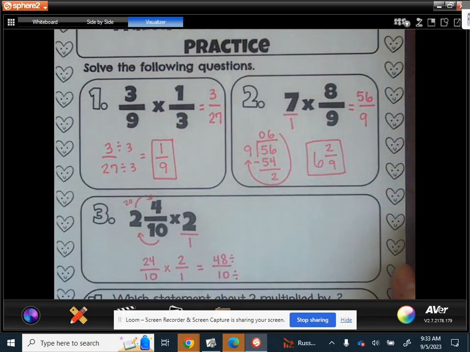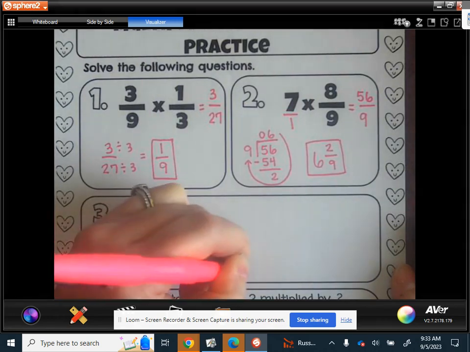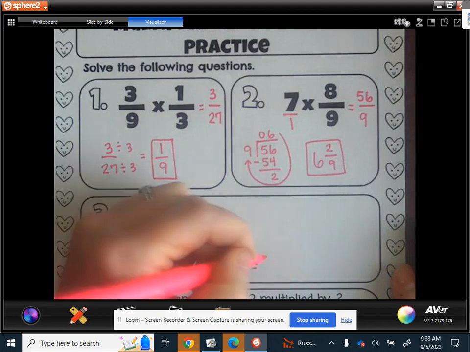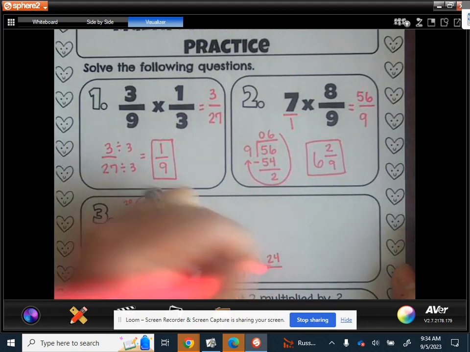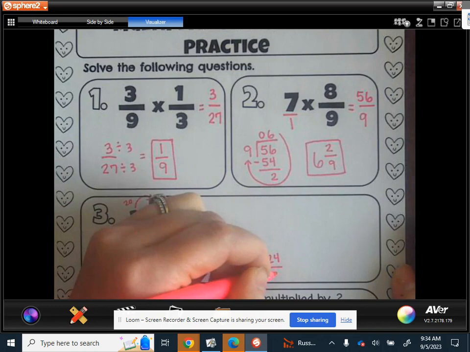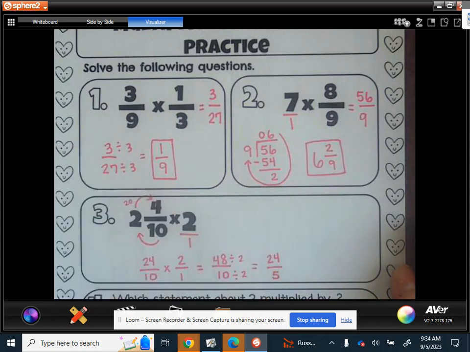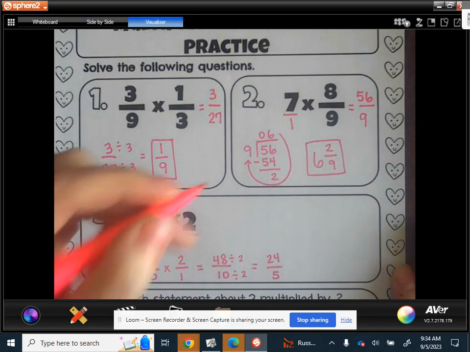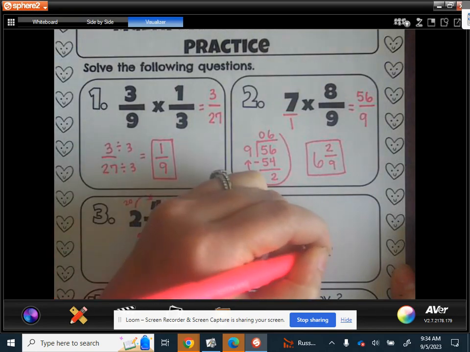So because those are both even numbers, we can divide by 2. Half of 48 is 24, and half of 10 is 5. We can't keep going because the only thing we can divide 5 by is 5, and that doesn't go into 24 evenly. But again, we do still have the issue of it being improper, so we need to do top in, bottom out.